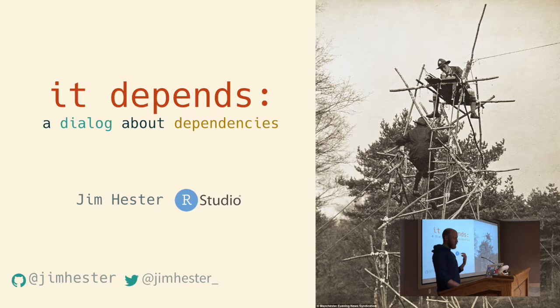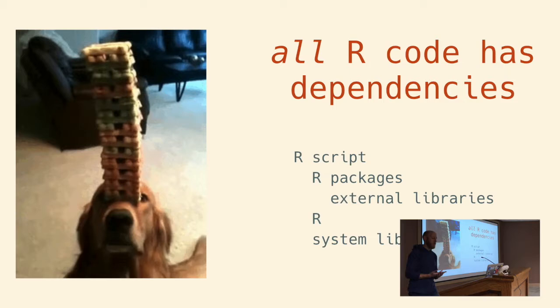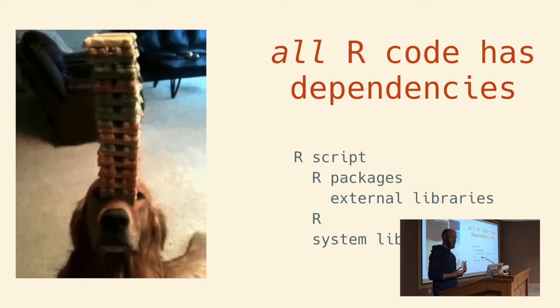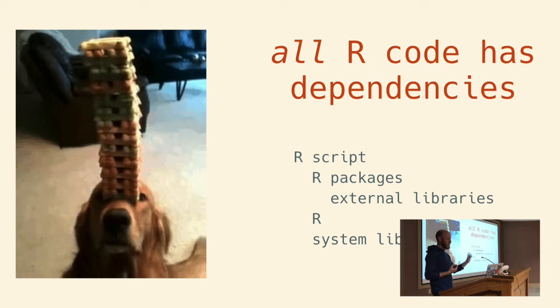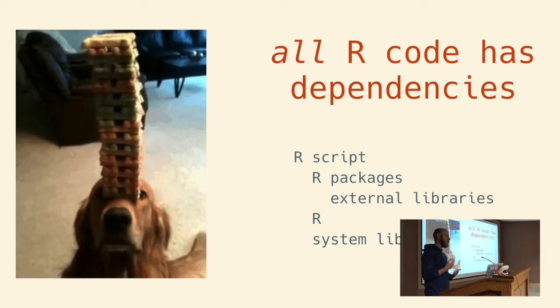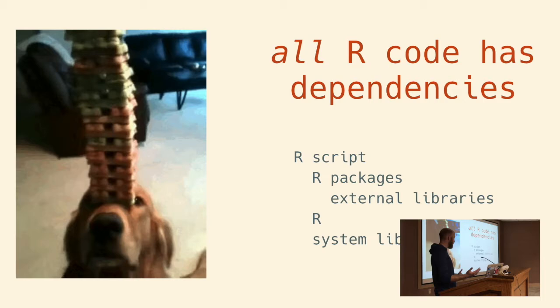Just as a baseline, all R code has at least some dependencies. Even if your R script doesn't depend on any packages except for the base packages, R itself depends on system libraries, which depend on the compiler toolchain, etc. So it's really impossible to have a completely dependency-free script. And in this case, our golden retriever is our weak link. That's the dependency that's failing.